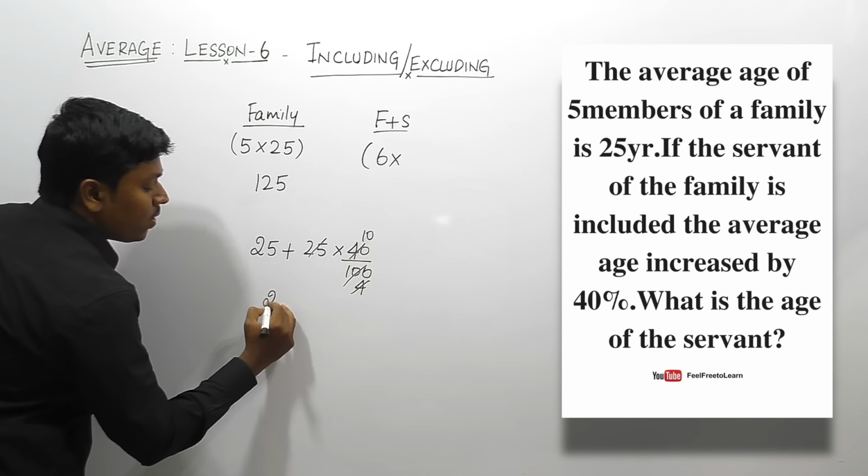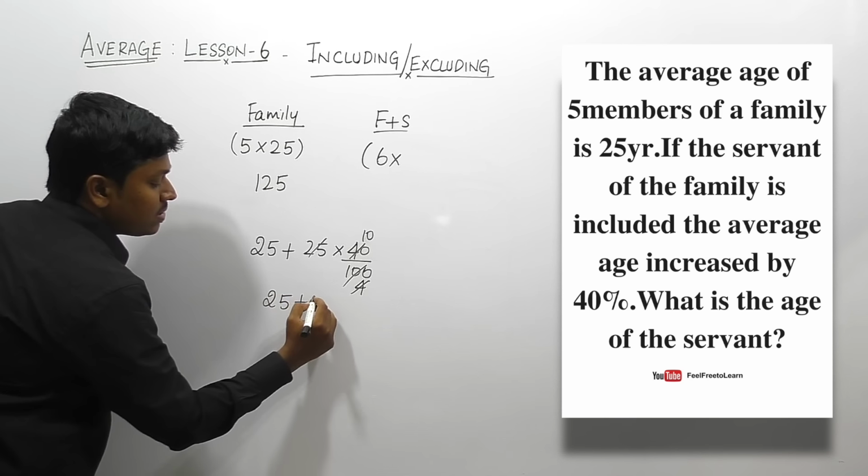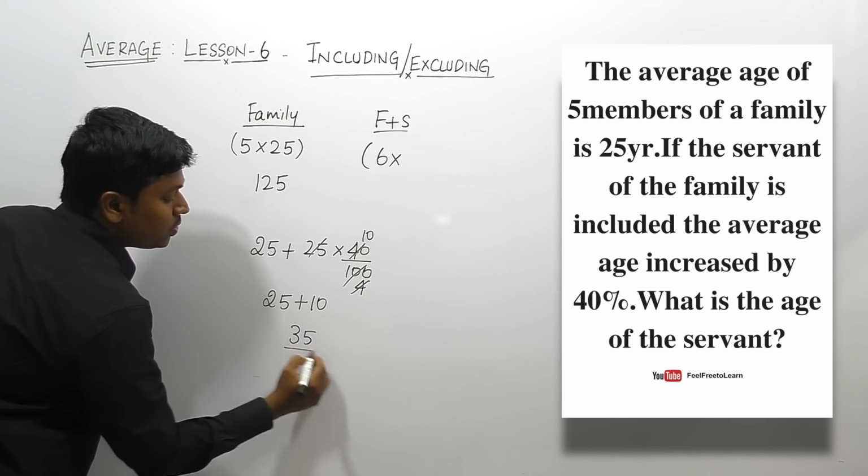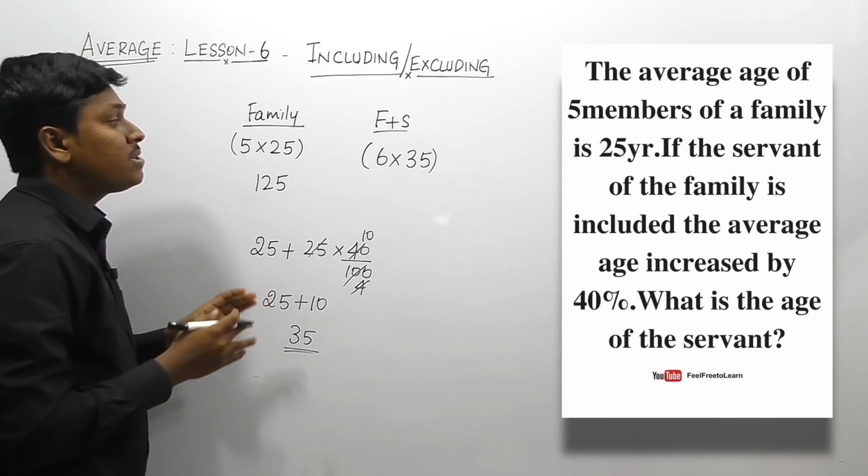So finally we can say that already the average is 25. Now 40% of 25 will be 10. So the result will be 35. Now the new average will be 35. So friends, listen here, the concept is most important, right?